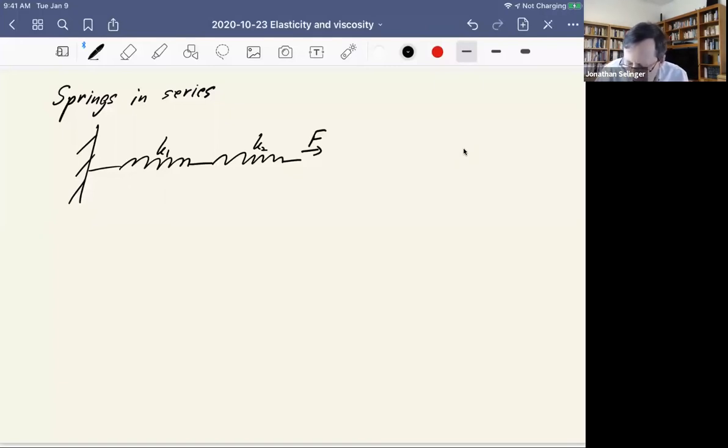So spring 2 pulls on spring 1 with the same force. Right? So spring 1 experiences that same force there. And spring 1 therefore extends by delta x for spring 1, which is that force divided by K1. And spring 2 extends so that delta x for spring 2 is the force over K2.